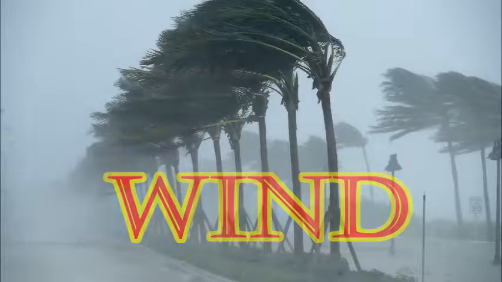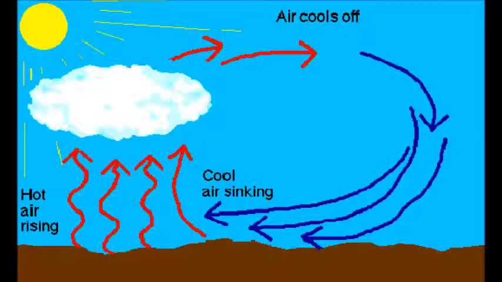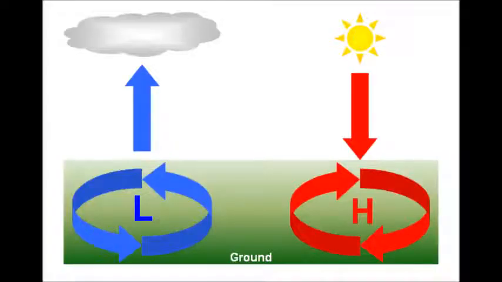Wind. The horizontal movement of the air on the surface of the earth is called wind. Wind blows on the earth due to rotation of the earth and difference in pressure. Wind always moves from high pressure regions to low pressure regions.